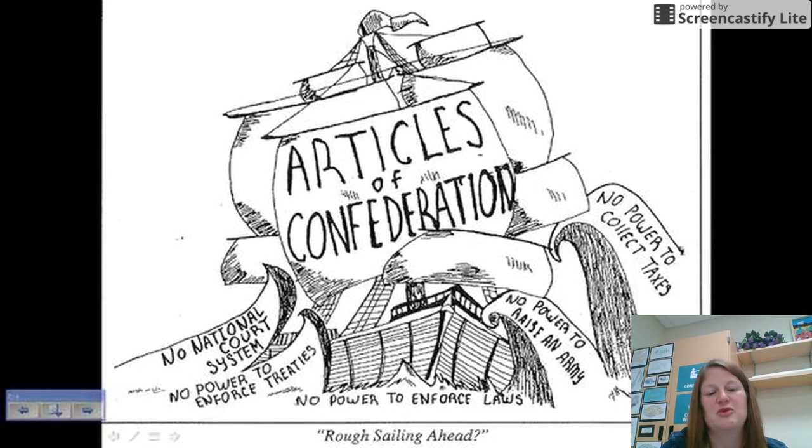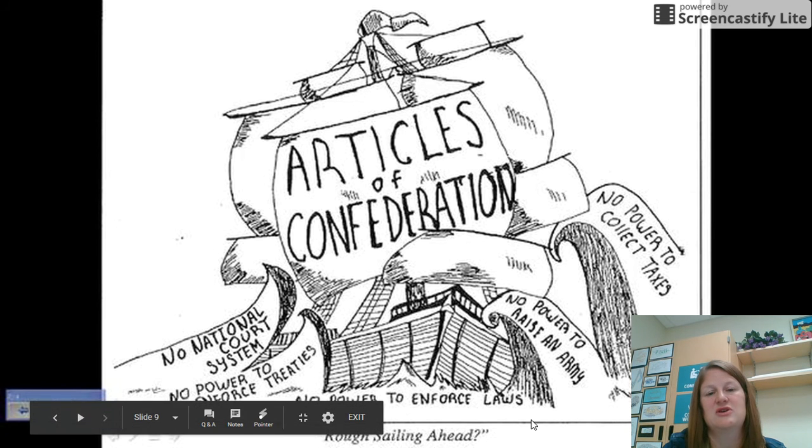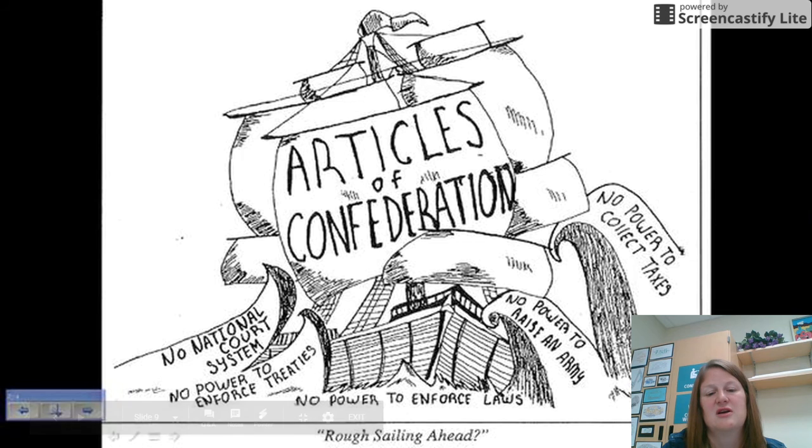The next piece is with your pod. I'd like you to have a quick conversation. What I'd like you to do is look at this political cartoon, and based on what you know about the Articles of Confederation, explain this political cartoon. What do some of the things mean? What does the title, Rough Sailing Ahead, mean? Making sure that you realize that that's a question there. And just have a quick conversation that explains that political cartoon. Because if you'd never studied the Articles of Confederation before, this political cartoon might be pretty confusing. So how would you explain it to someone?